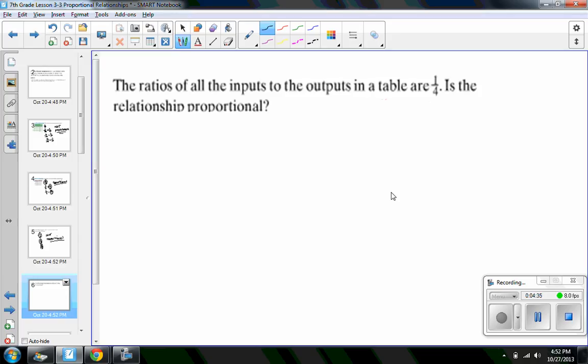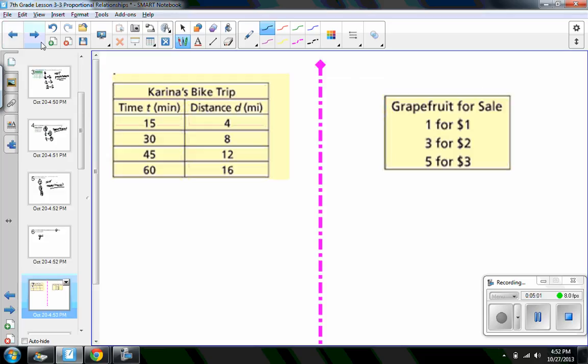This says the ratios of all the inputs to outputs in a table are 1 to 4. So if we simplified all of the inputs to outputs like we've done on the past slide, and we get 1 to 4, would the relationship be proportional? Yes, it would, because they're all 1 to 4. Go ahead and try these two on your own. And again, you want to put your input over your output and simplify.